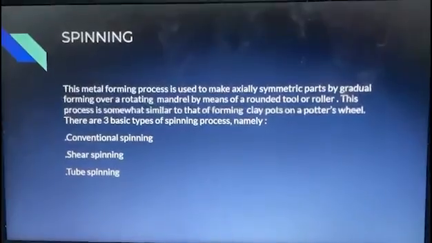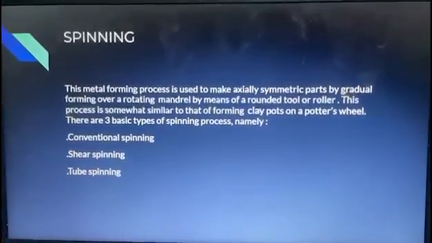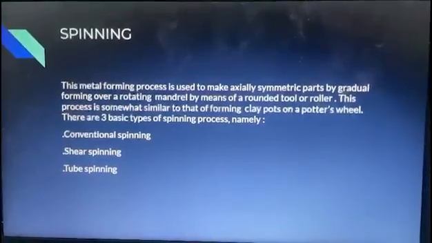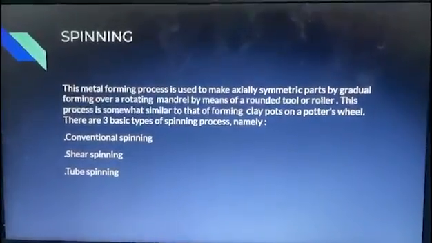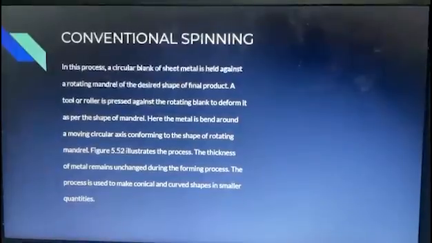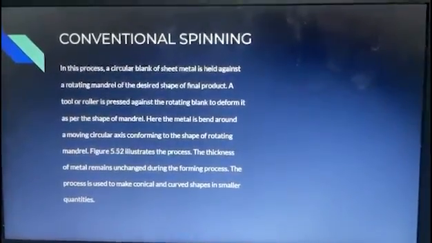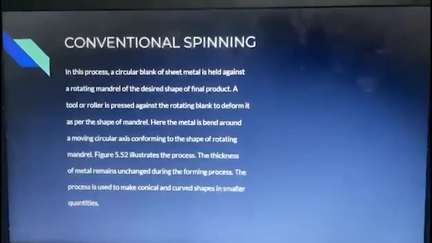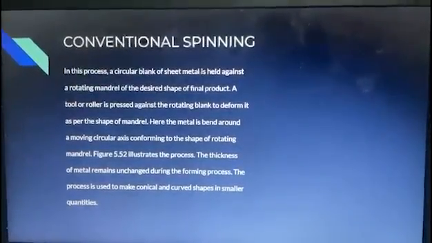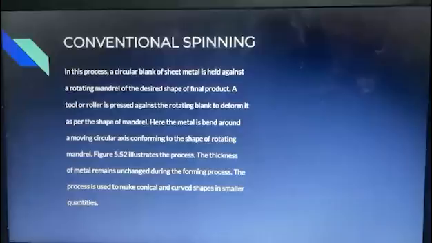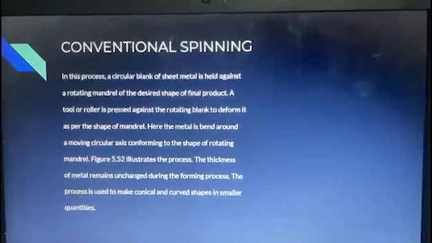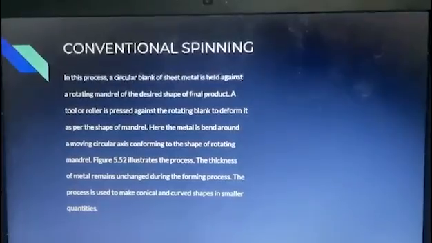There are three basic types of spinning process, namely conventional spinning, shear spinning, and tube spinning. Conventional spinning. In this process, a circular blank of sheet metal is held against a rotating mandrel of the desired shape of the final product. A tool or roller is pressed against the rotating blank to deform it as per the shape of the mandrel. Here the metal is bent around a moving circular axis, conforming to the shape of the rotating mandrel.